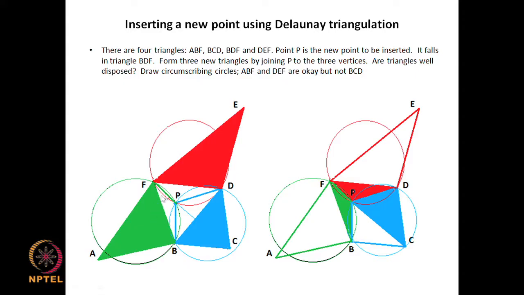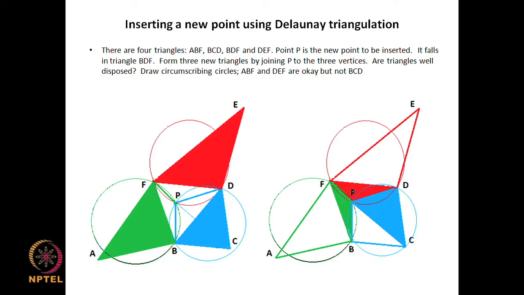And these are the 4 triangles that we have so far made, and we want to introduce one new node. Let us say that new node is P, and the algorithm is such that P must fall in one of the existing triangles.